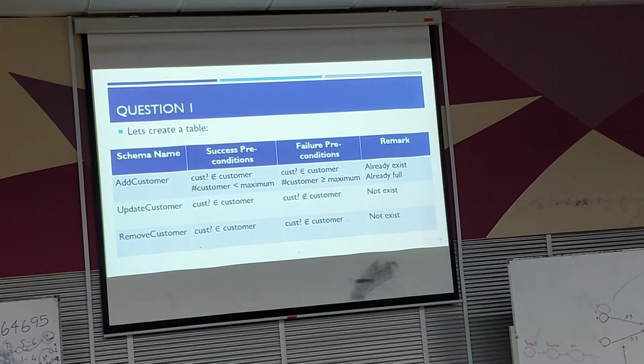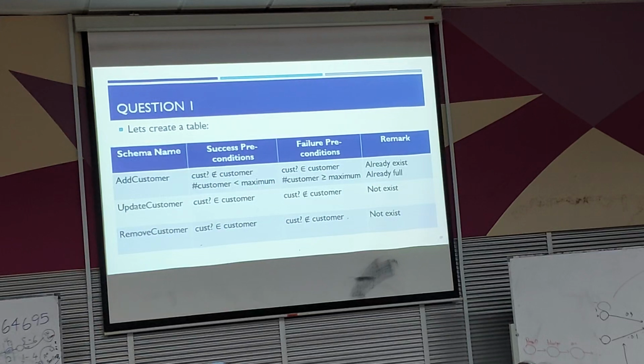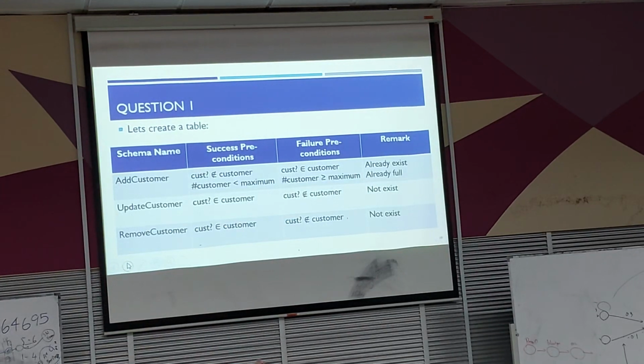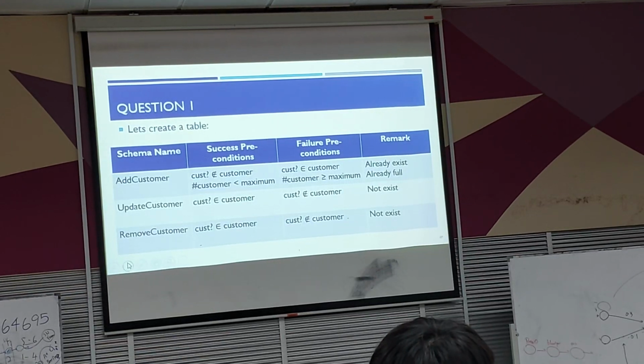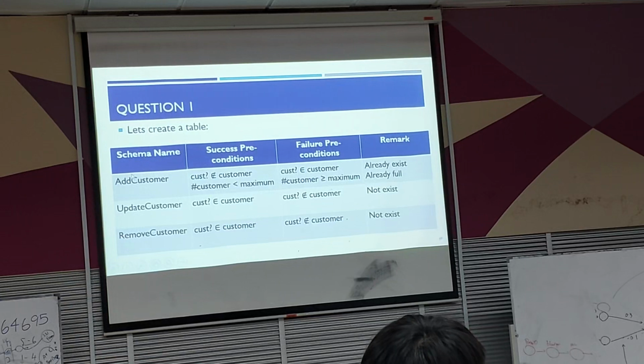Okay, so for this table, I do four columns. Minimum 3 columns is enough actually. But here, because I want to put a remark to know what kind of error handling remark that I want to put. So for example, the first column is the schema name. The schema name is your operation schema name, not state space name, your operation schema name. So you put the name of your schema here.